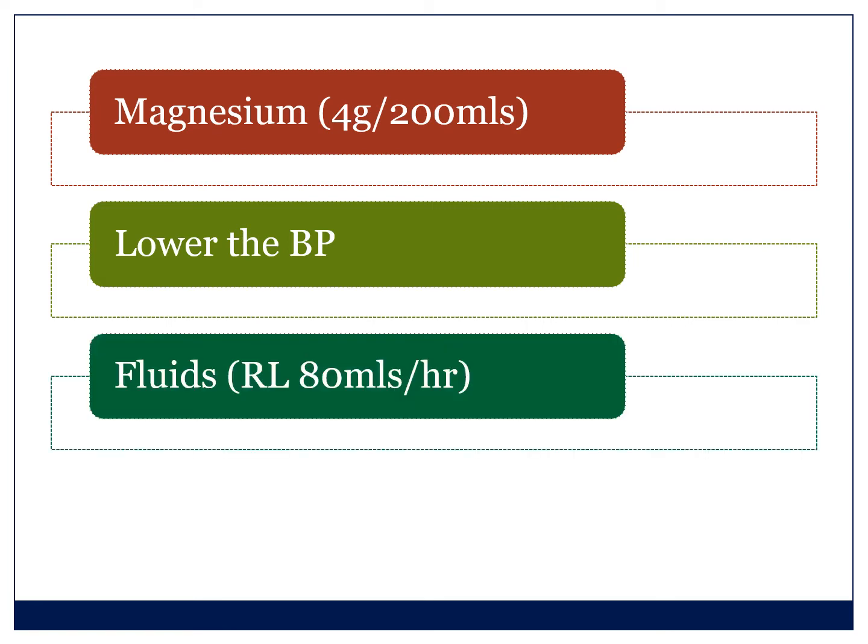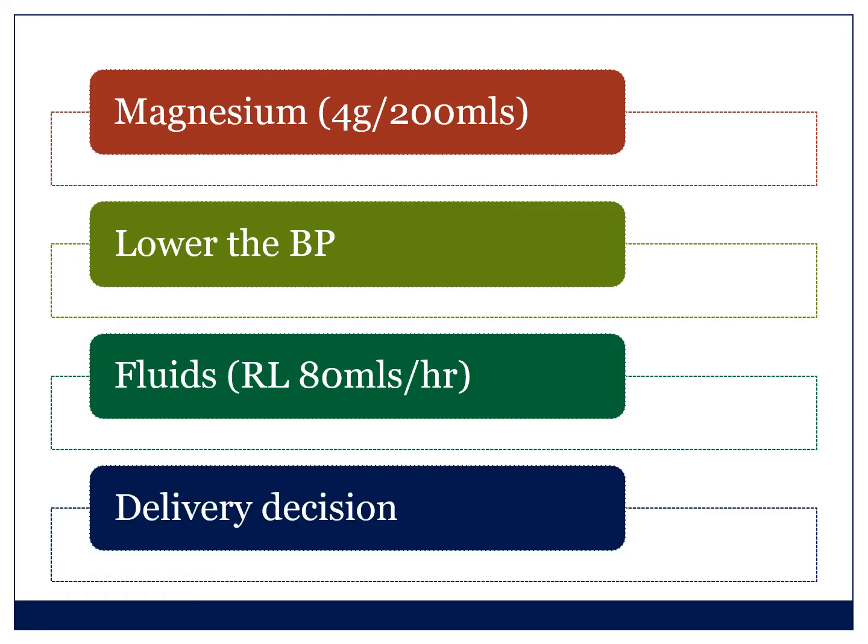Fluids. The suggestion is that we use Ringer's lactate at 80 ml an hour. And the key thing here is that you don't give a liter of Ringer's lactate. You control the speed of the Ringer's lactate. It's very important because people are worried about renal impairment, but we are more seeing pulmonary edema than we are seeing renal failure. So in general, the advice is to fluid restrict. And then make a delivery decision.